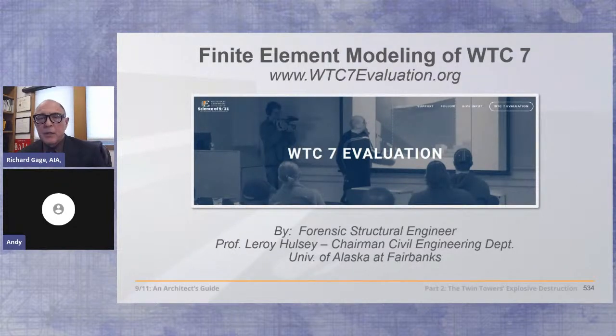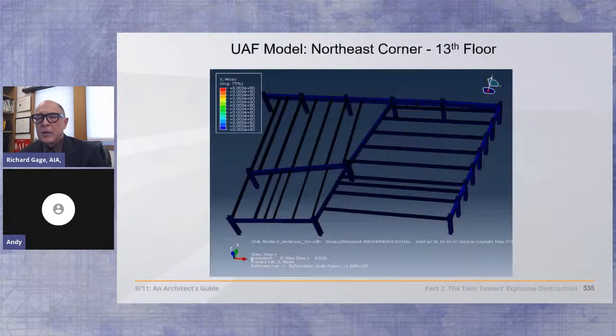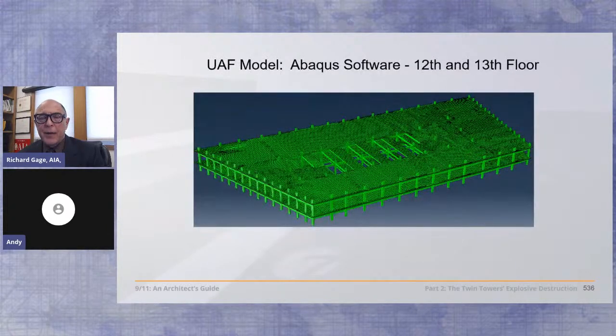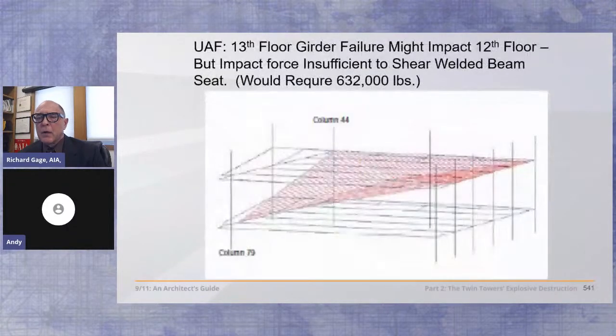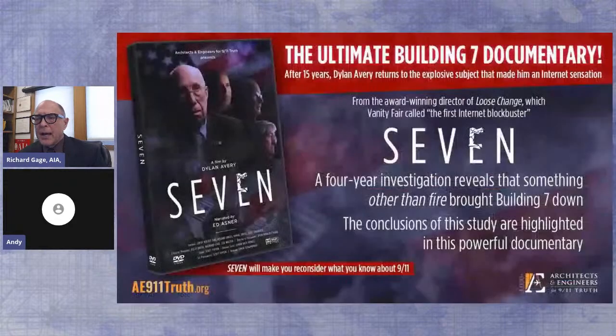Professor Leroy Halsey at the University of Alaska has done the work that NIST failed to do on Building 7 and has concluded that in order for that building to collapse, all the columns had to have been removed within a second of each other. So, yeah, that's pretty revealing information that they took 4 years and $300,000 to put together. So that important work to download.